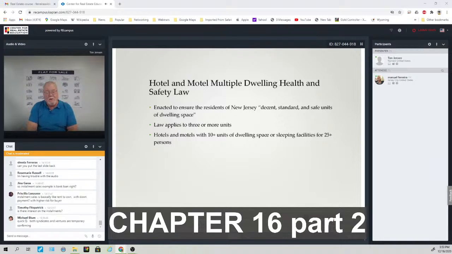And finally, there's the hotel and motel dwelling health and safety laws that govern larger habitable buildings like motels and hotels. Therefore, it's enacted to ensure that when residents occupy, they have a decent standard and safe units of the dwelling space they occupy. It applies to anything with 3 or more units, hotels and motels with 10 plus or more units of dwelling of the space of sleeping facilities, and for 25 plus persons. All these laws apply for these reasons and applications.